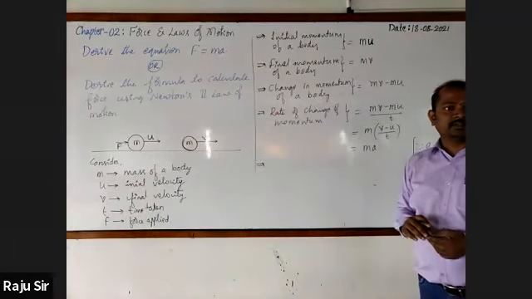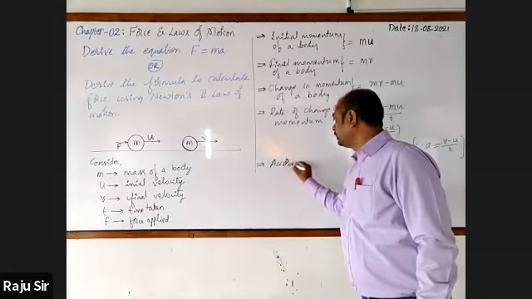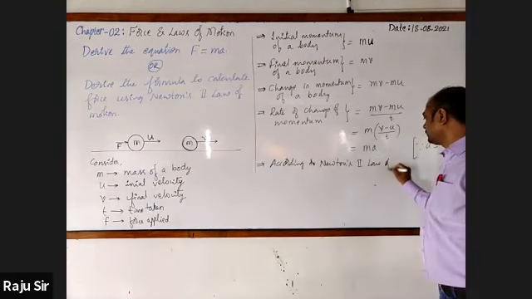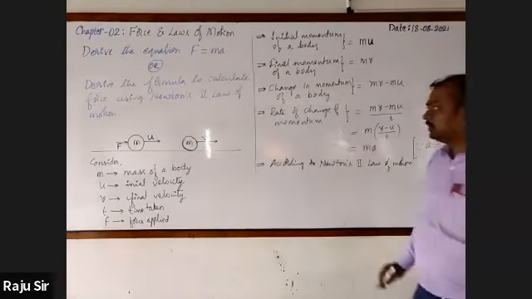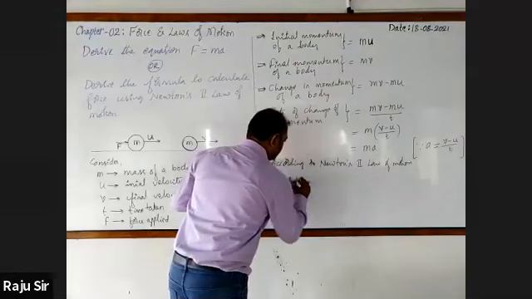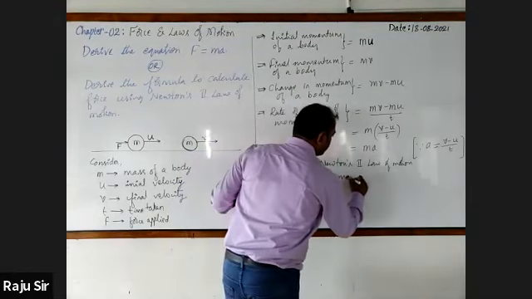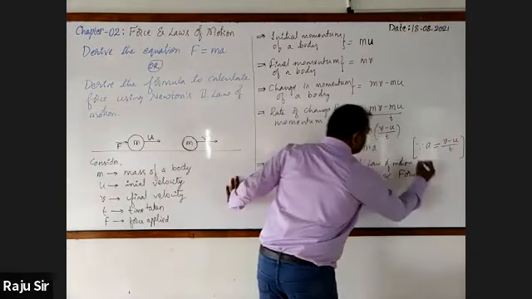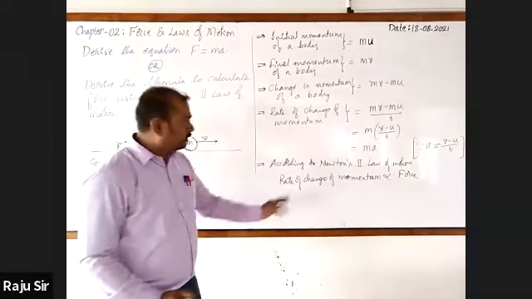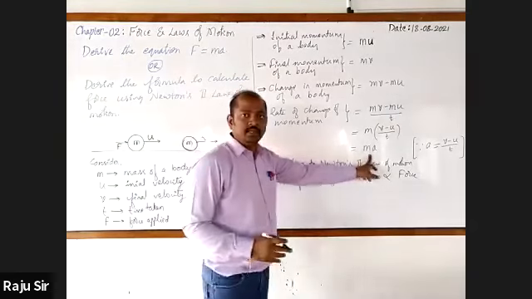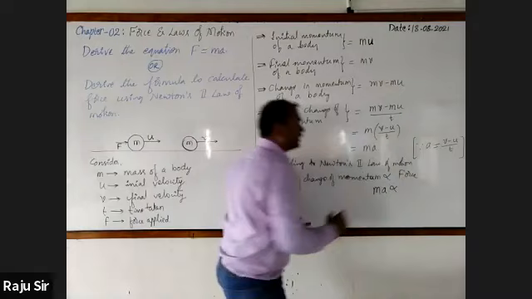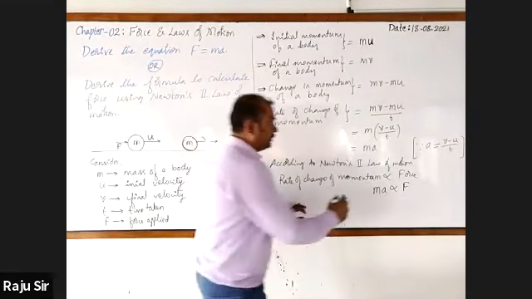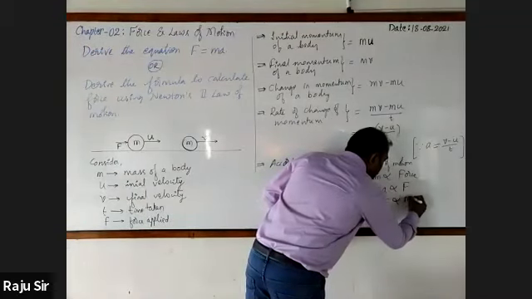Using Newton's second law of motion, what is that? According to Newton's second law of motion, the rate of change of momentum is directly proportional to the applied force. So ma is directly proportional to F. This can also be written as F is proportional to ma.